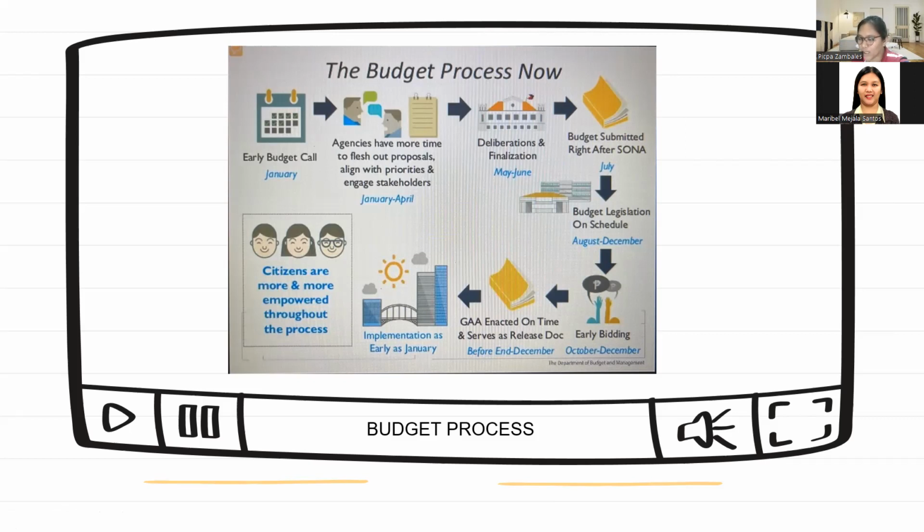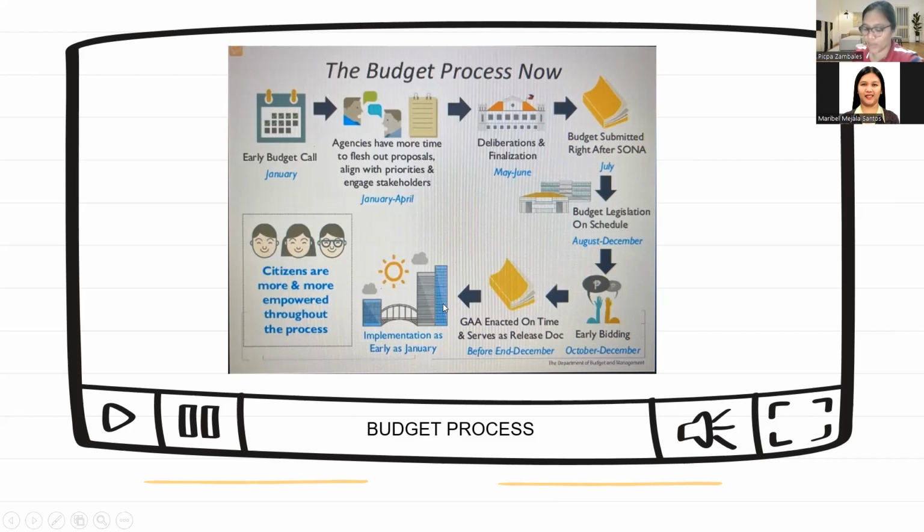For January, early implementation as early as January, and citizens are more and more empowered throughout the process. So that means as early as now, imagine, the president has changed. So what about the transition? That is why as early as now, maybe Mr. President is already thinking about how to handle that. Anyway, he will accept the deliberations of the agencies. After all, they will agree. So, that's the budget process. Okay?